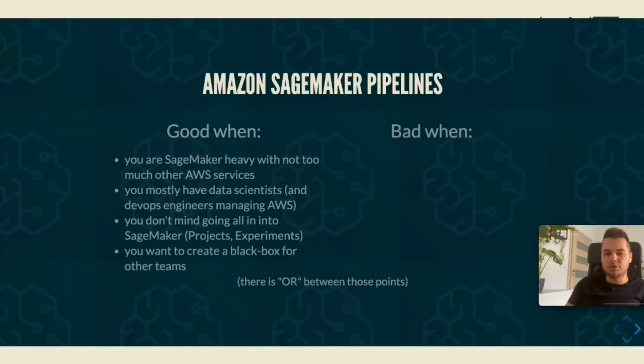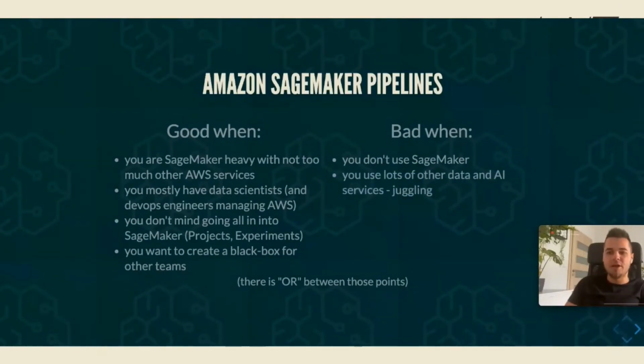The tool is not that great, or actually unusable, when you don't use SageMaker. It's only available for SageMaker really. When you use lots of other data and AI services, when you juggle between Glue and SageMaker, for example, then it's not a good idea to use SageMaker Pipelines. When the workflow is complex and long and you have many branches and so on, then they are out of the question.